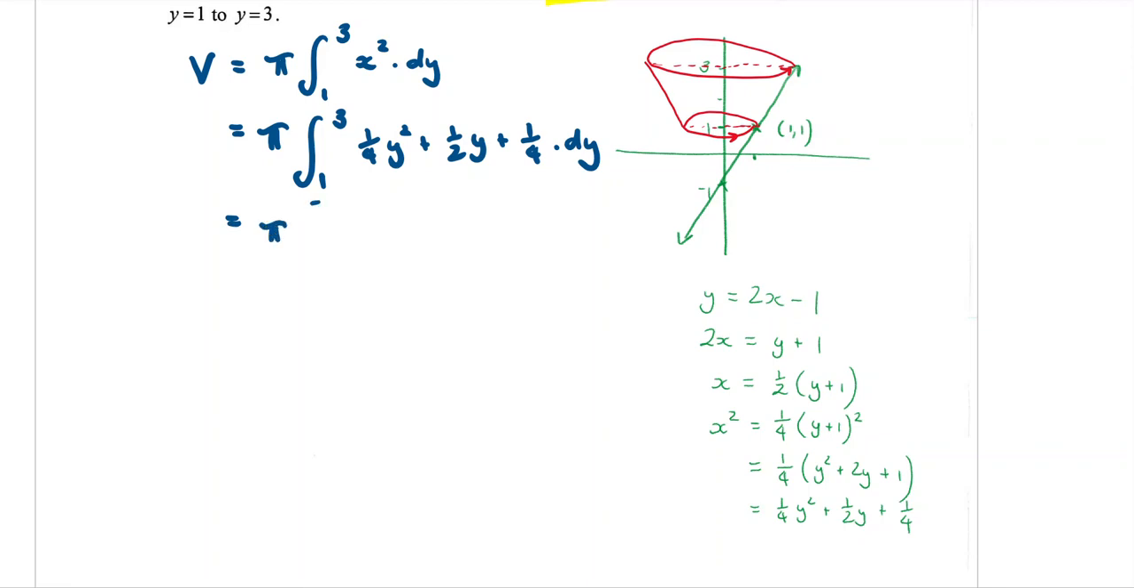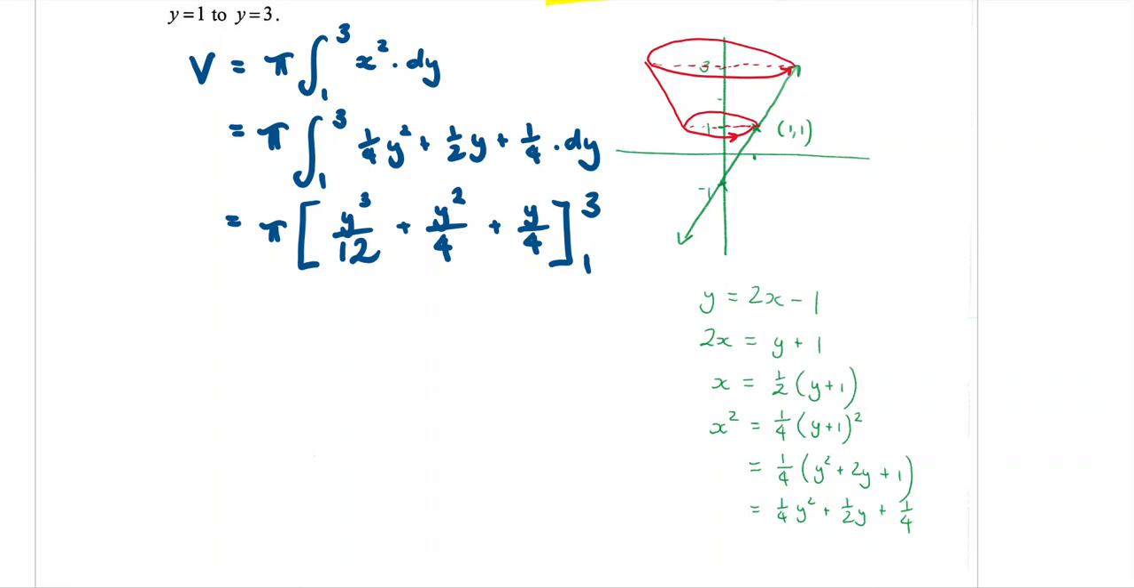Leave the pi out the front. Open some square brackets. The y squared will become y to the power of 3. I had a quarter there, so it's going to be 4 times 3, which is 12 on the bottom. For the next term, I have a y, so it'll become y squared over 2, but with the 2 that's already on the bottom, that will become a 4. And the quarter on the end, we'll need to add an extra y to that, so it'll be y over 4. And that's between 1 and 3.